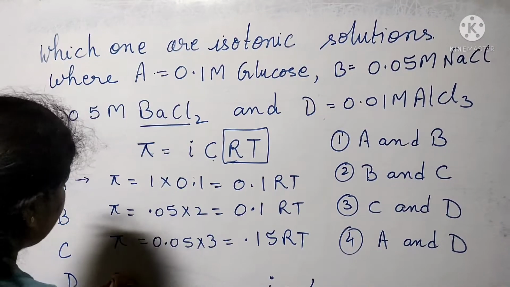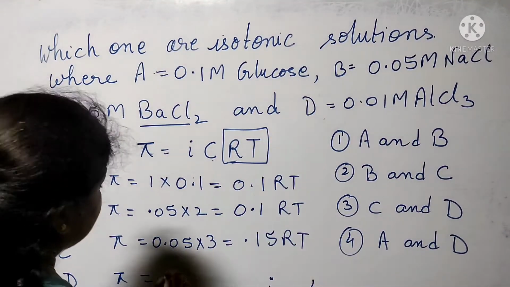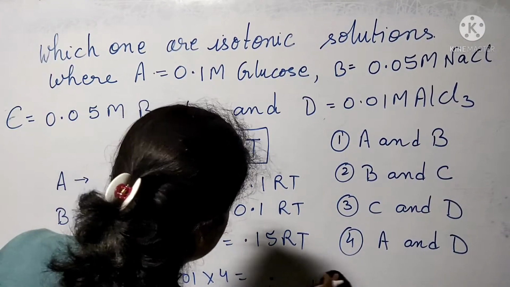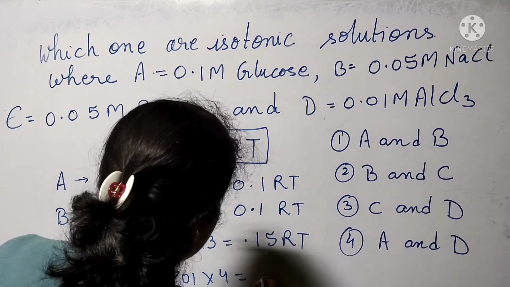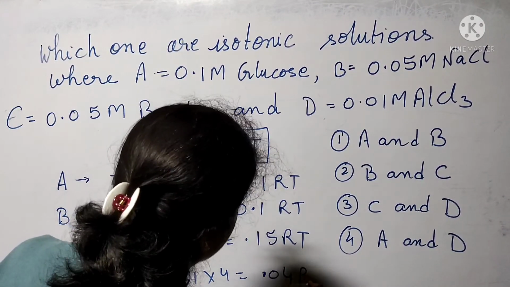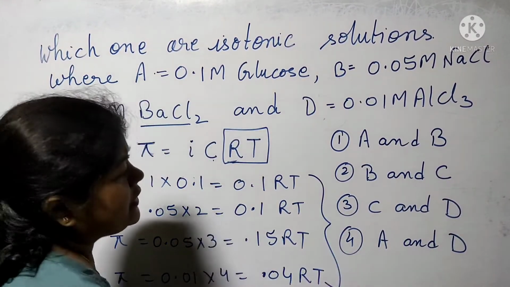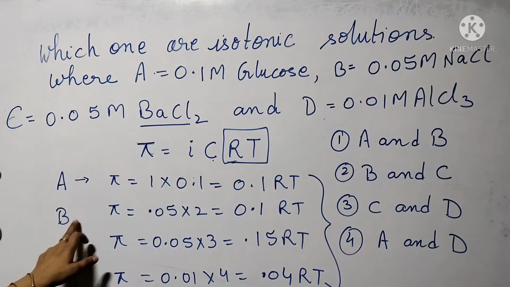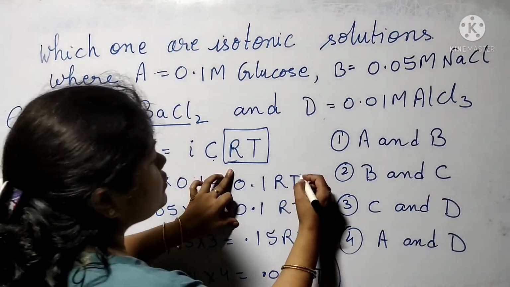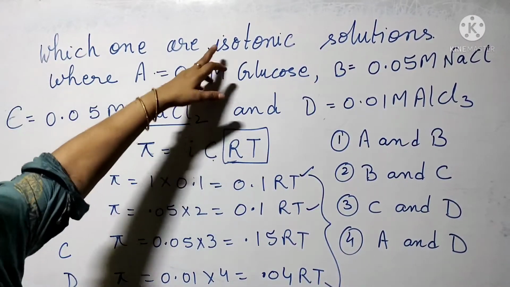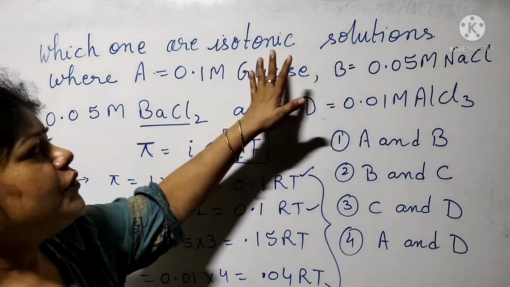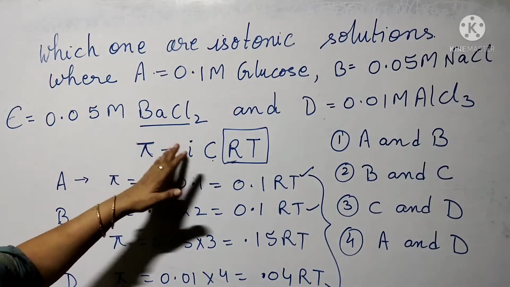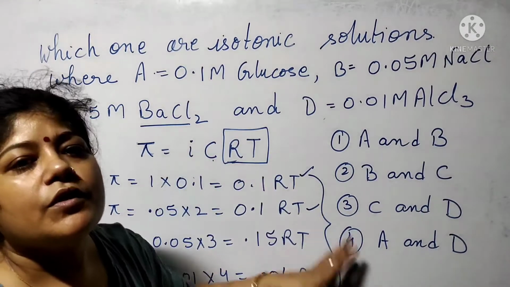Now for D, we get 0.01 into 4 and we get the answer 0.04 RT. From here, we can easily conclude that the osmotic pressure of A and B are the same. These two are the same, so these are the isotonic solutions. So isotonic solutions are those which have the same osmotic pressure, and we can easily find them using the Van't Hoff factor.